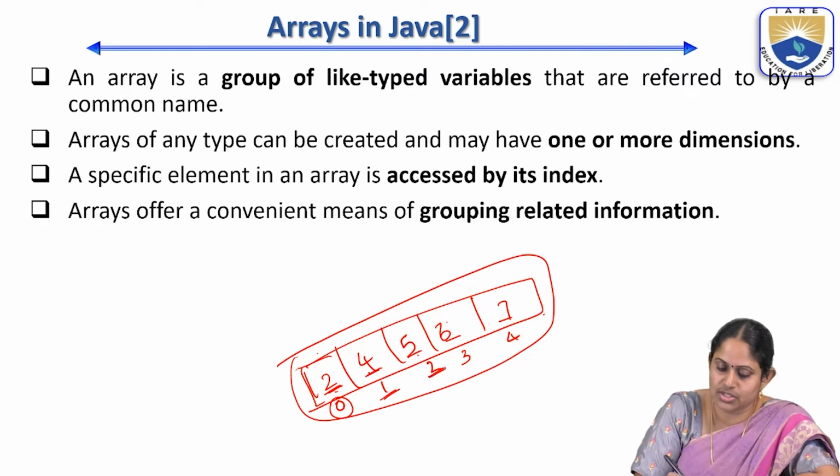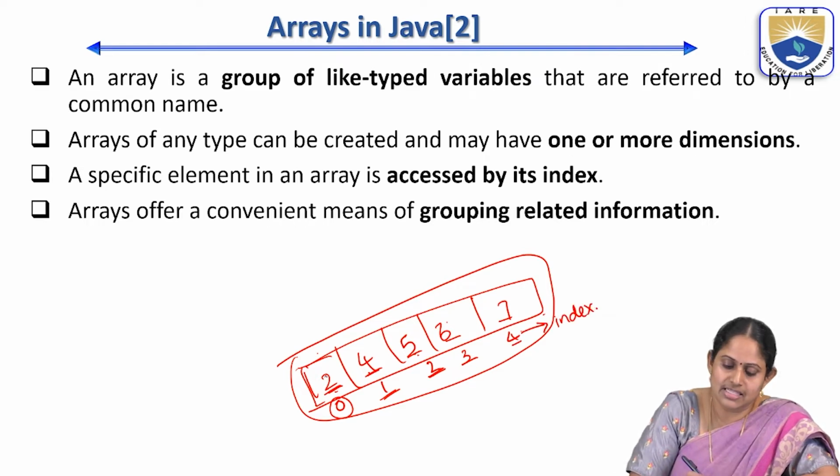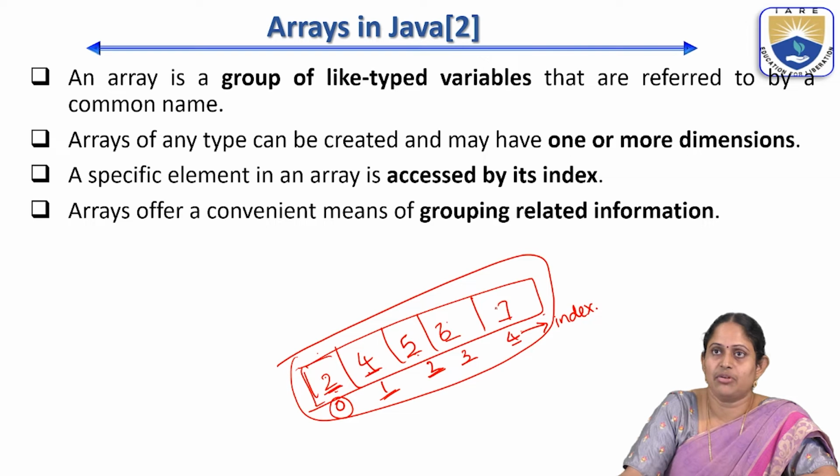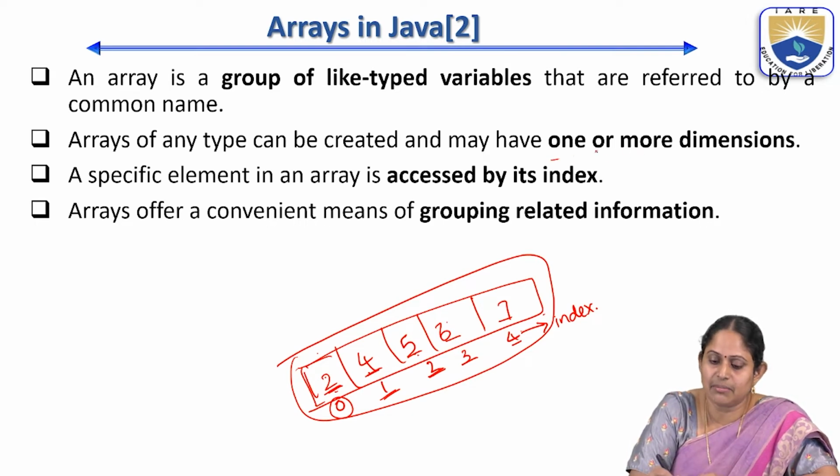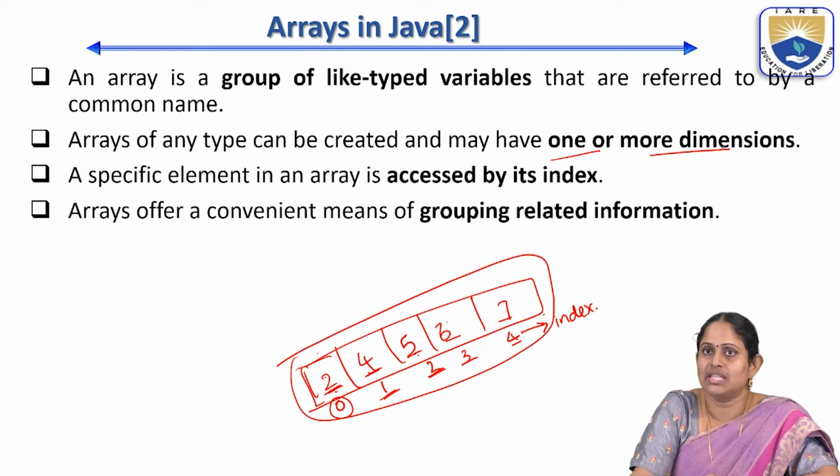The data at location 2 is 5. And these are all called indexes. These are all a group of similar type of data stored in contiguous memory locations. Now these arrays can be either one dimensional or more than one dimension. And we always access the elements of an array by using its index.